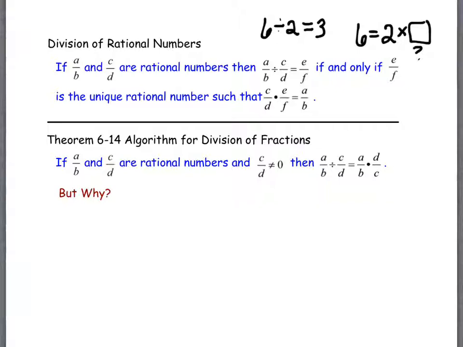So when we present it in terms of multiplication, which is exactly what's happening down here, they've written theirs as 2 times what equals 6. We can see that division problem turned into multiplication.